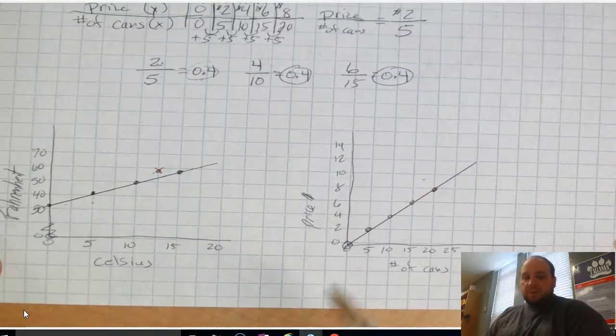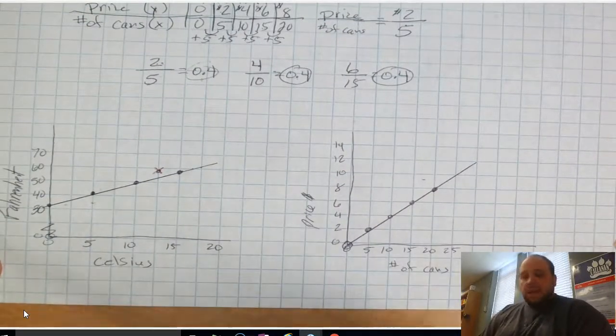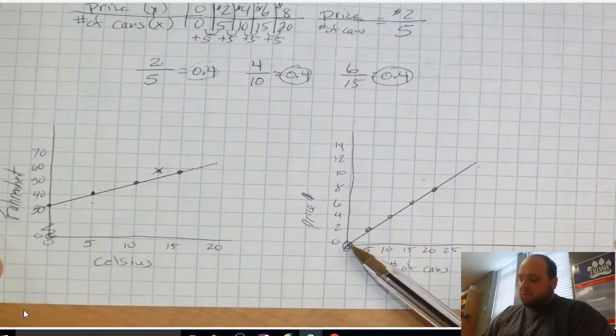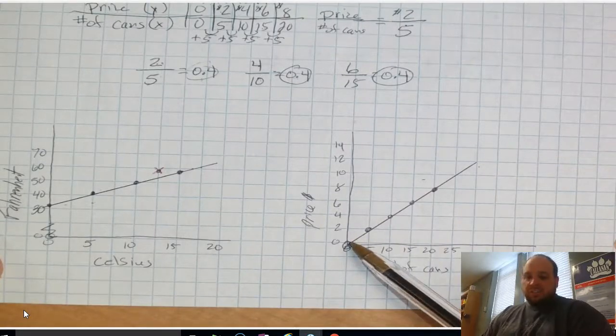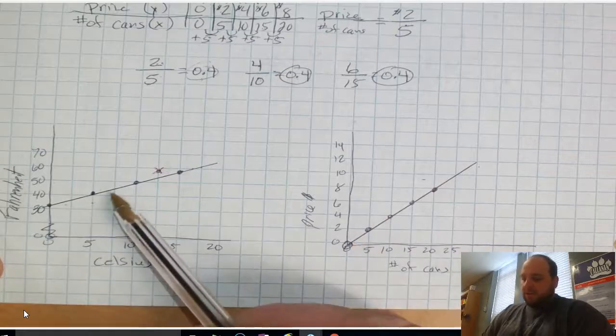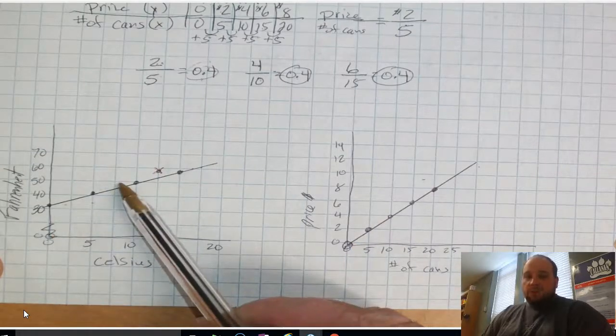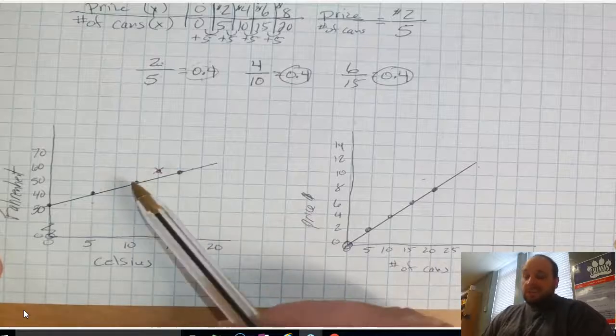So just review again real quick. A proportional relationship will have a linear relationship that goes through the origin, which is 0, 0 on your graph. If it does not go through 0, 0, it is not a proportional relationship. But this one is a linear relationship.